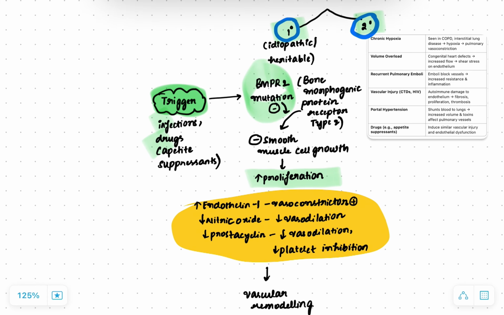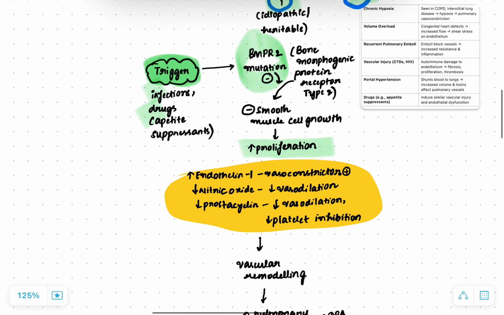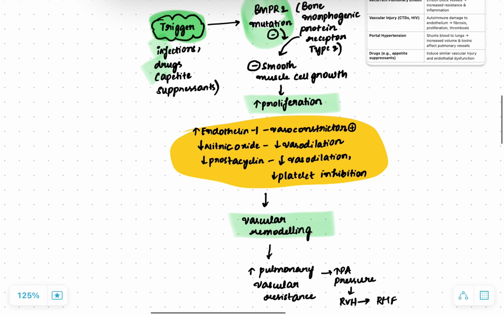So overall there will be increase in endothelin 1, which is a vasoconstrictor. There is decrease in the nitric oxide, so decrease in vasodilation. Decrease in the prostacyclin leads to decrease in the vasodilation and decrease in the platelet inhibition. So there will be increase in the platelet aggregation leading to thrombosis and vasoconstriction effects. So there will be overall vascular remodeling.